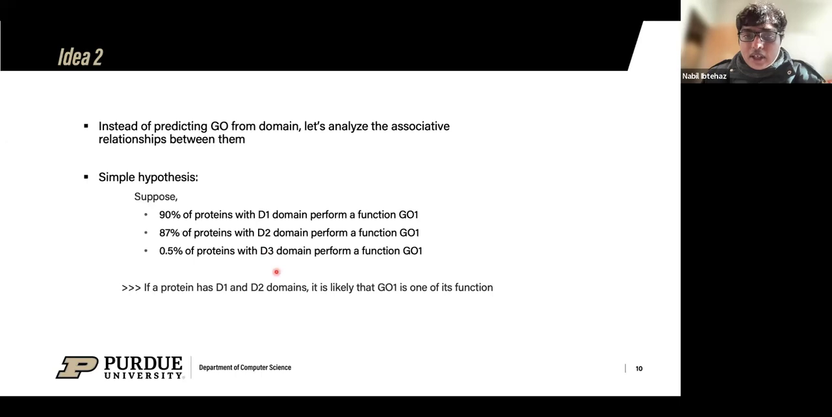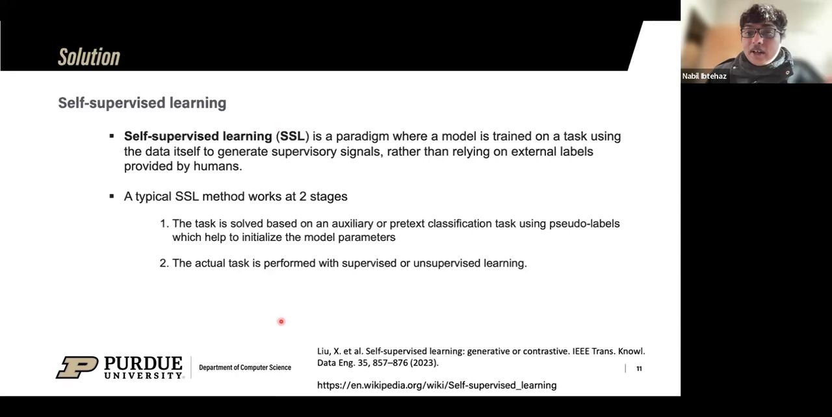Now, if we are given this kind of data, we can somewhat be sure that if a protein has D1 and D2 domains, it is very likely that it will perform the GO1 function. But we can't say anything about the proteins with D3 domains because we don't have sufficient data. So probably this kind of hypothesis will work, but we will need to do a lot of manual work, and probably it will not be feasible because there are lots of data to study, and if we study manually, there can be bias and other issues. So what we can do is go to self-supervised learning.